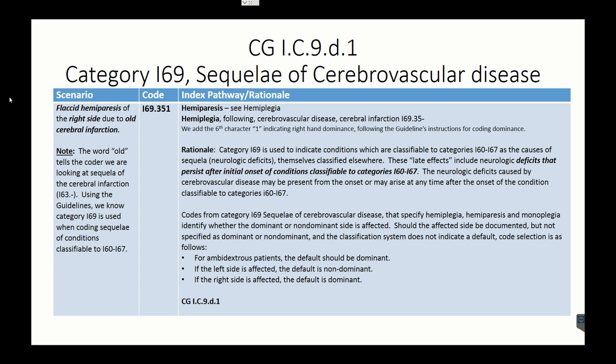Coding Guideline, Section 1, Chapter 9, Section D, Number 1 is Category I-69, or the sequelae of cerebrovascular disease. The scenario is flaccid hemiparesis of the right side due to an old cerebral infarction. Note that the word old tells the coder we are looking at sequelae of the cerebral infarction, and these are from category I-63. Using the guideline, we know category I-69 is used when coding sequelae of conditions classifiable to I-60 to I-67. So let's go ahead to the 3M encoder.